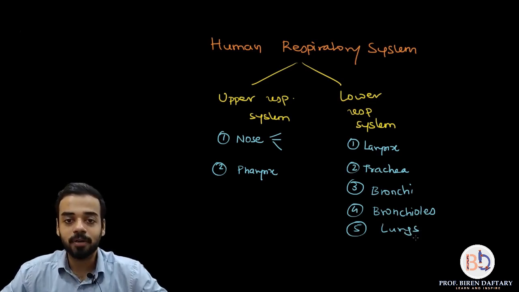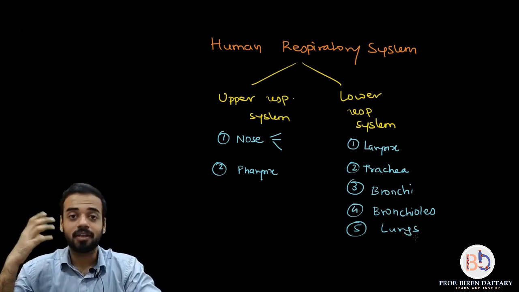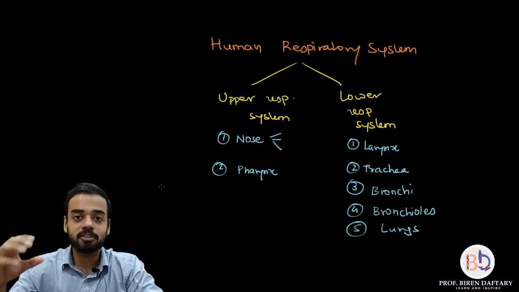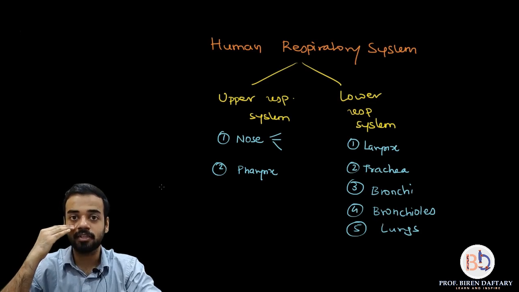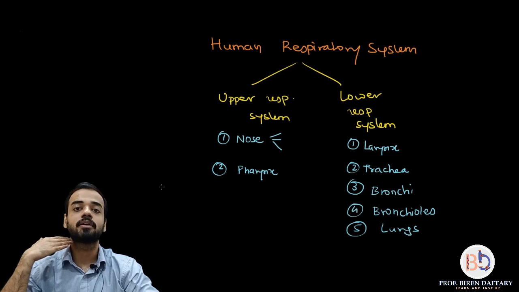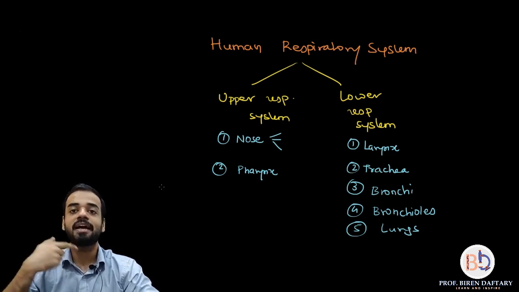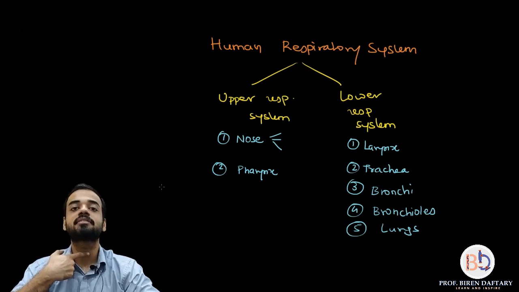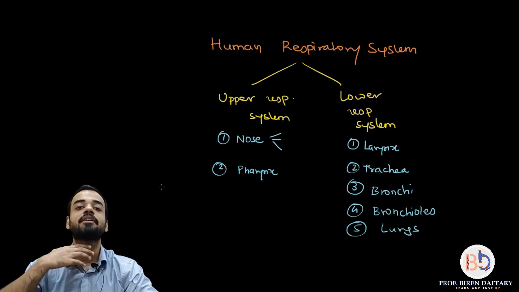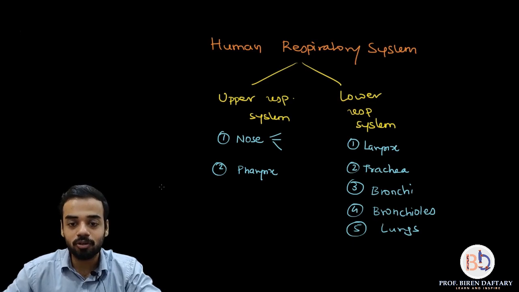Obviously the upper respiratory system is the upper part of the body, and the lower one is the lower part. Normally the upper respiratory system starts from the nose, which is over here, and it continues up to the pharynx, so approximately up to here. This portion is called the upper respiratory system. Your larynx starts from over here. If you see, this is the Adam's apple, so the larynx is over here, and from here to all the parts below in the respiratory system, that forms the lower respiratory system.